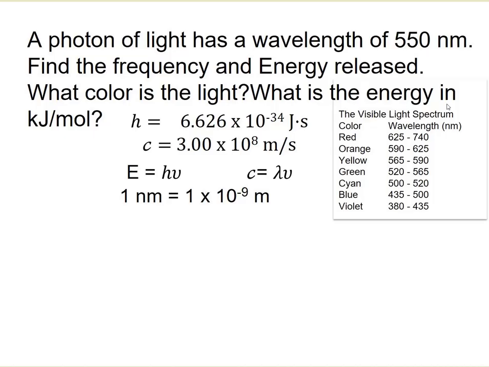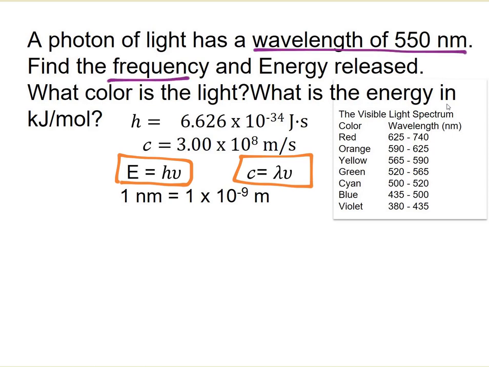Let's do a problem that combines both our equations here. And there is a way to combine the equations, so you just have one equation, but I always just do it separately. So this says a photon of light has a wavelength of 550 nanometers. Find the frequency and the energy. What color is the light? So that I can answer right now. I just look right here and I see that it's green. So 550 nanometers is green.